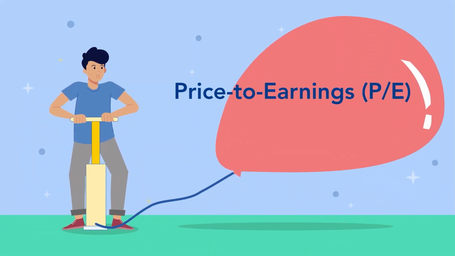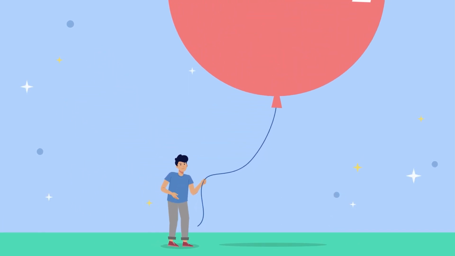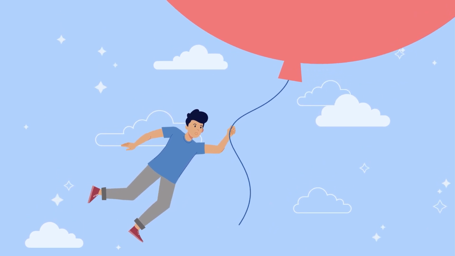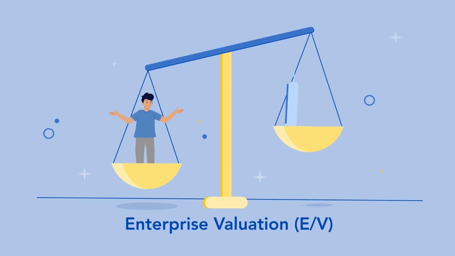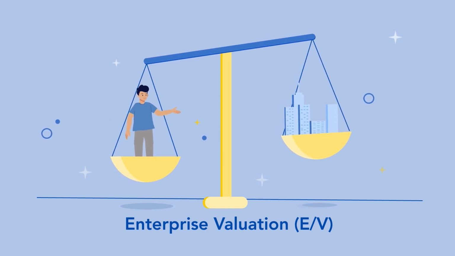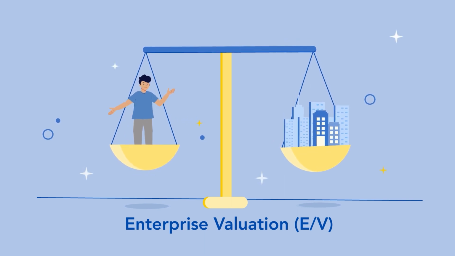PE ratios compare a stock's price to its earnings. A high PE ratio suggests investors are paying more for each dollar of earnings, while a low ratio indicates a potentially undervalued stock. EV ratios compare a company's market value to its underlying assets and earnings. A high EV ratio may signal overvaluation, while a low ratio could indicate undervaluation.